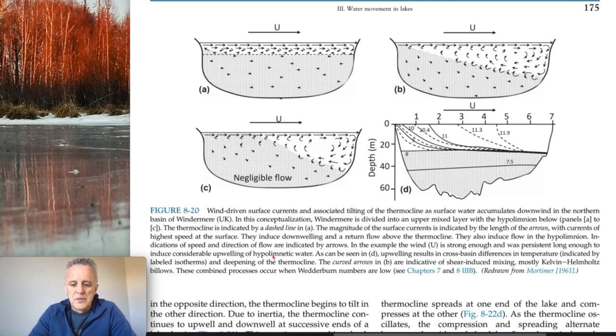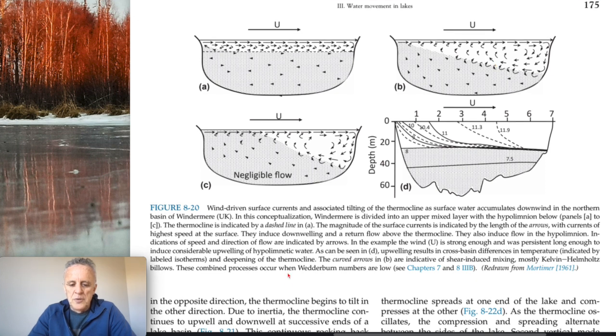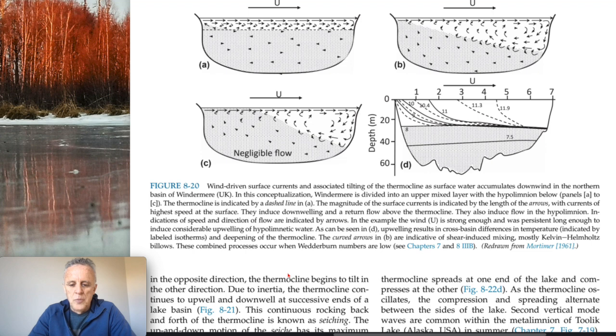In the example, the wind is strong enough and persistent enough to induce considerable upwelling of the hypolimnetic water, as can be seen in D. So what we have here is upwelling of this colder water on the left side of the lake. Upwelling in the cross basin and temperature, depending. The curved arrows in B are indicative of shear-induced mixing. So this is shear-induced mixing here with the curved arrows, mostly Kelvin-Helmholtz billows. These combined processes occur when Richardson numbers are low.